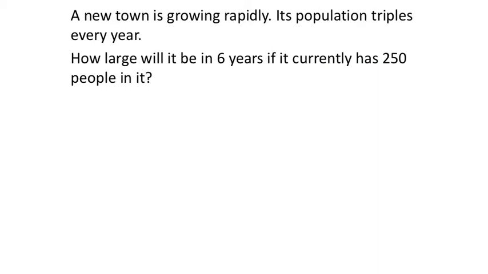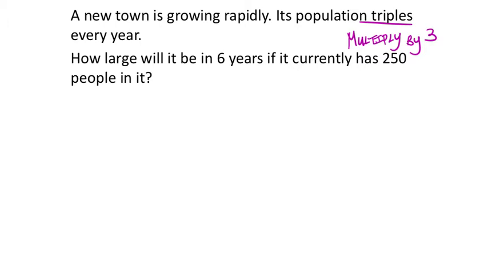A new town is growing rapidly. Its population triples every year. How large will it be in 6 years if it currently has 250 people in it? So on this one, we see that it's going to triple. Okay, so it's repeatedly being multiplied. This is multiplied by 3. And since it's being repeatedly multiplied, we know that it has to be an exponential situation.